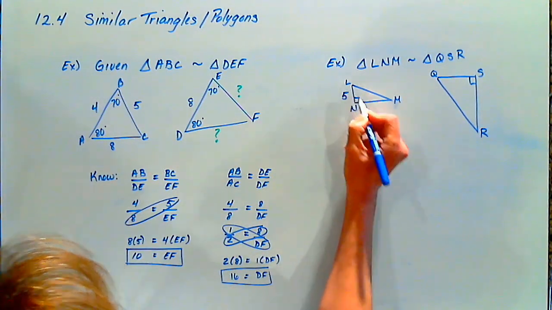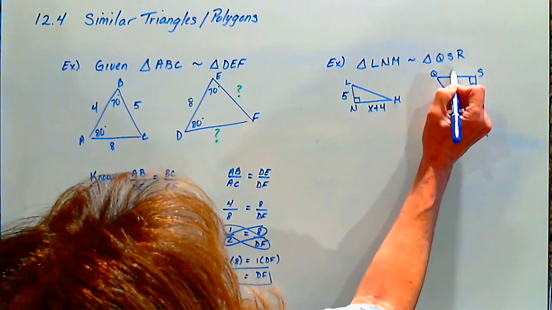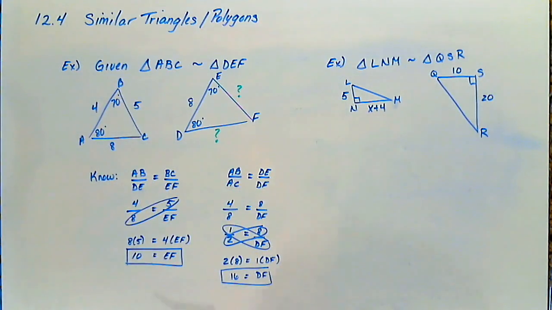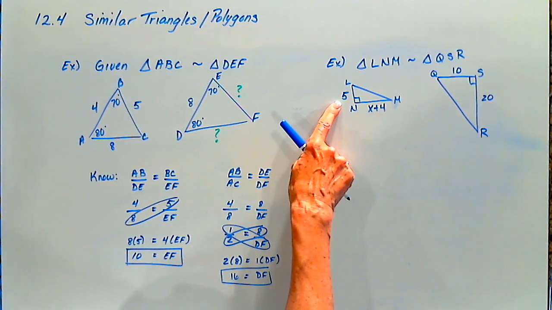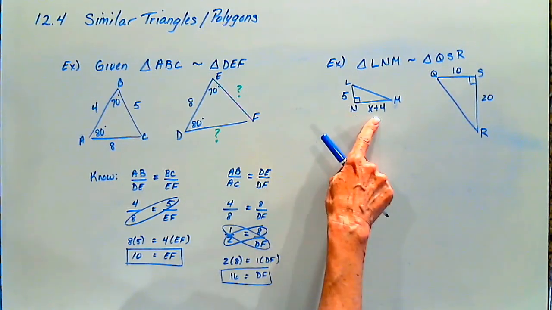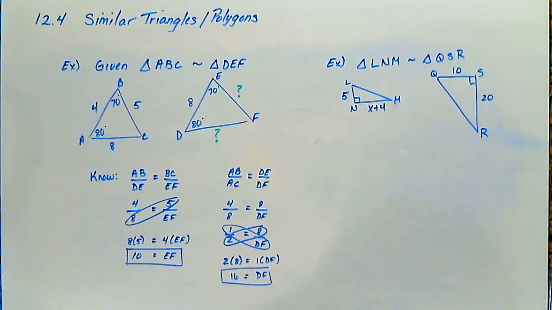LN is 5. This is x plus 4. QS is 10. And this is 20. So we can do this logically, obviously using what we already know. Logically, you may see that since I have doubled from 10 to 20, and 5 doubled, this one must automatically be 10. So you may be able to see the answer. But when in doubt, work it out.